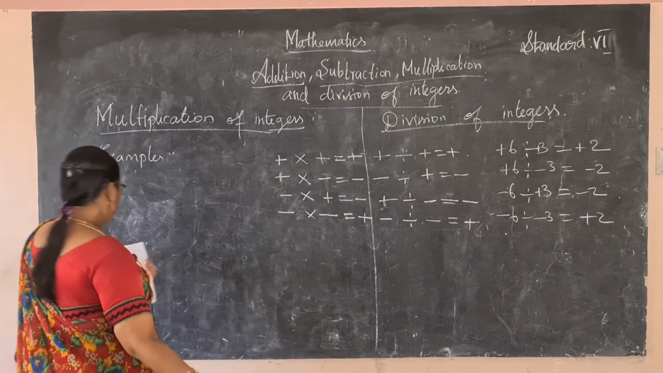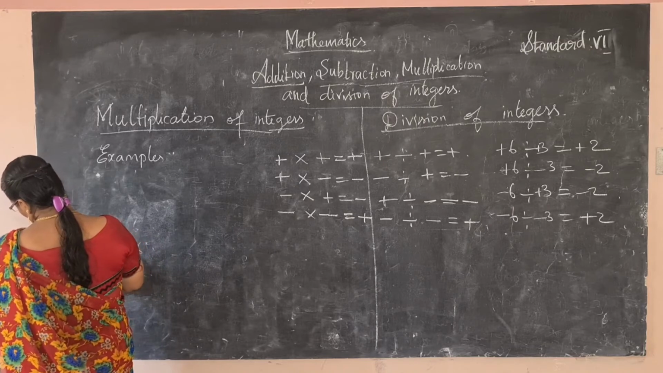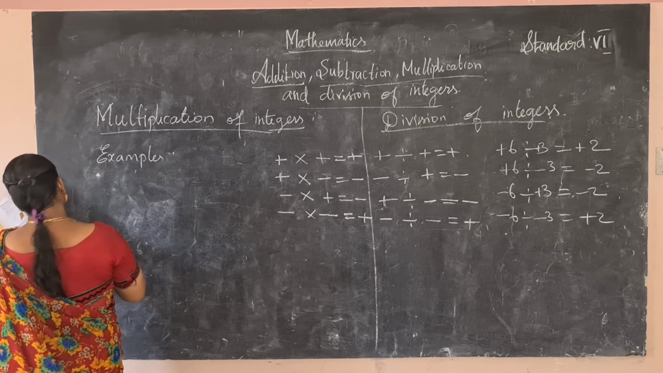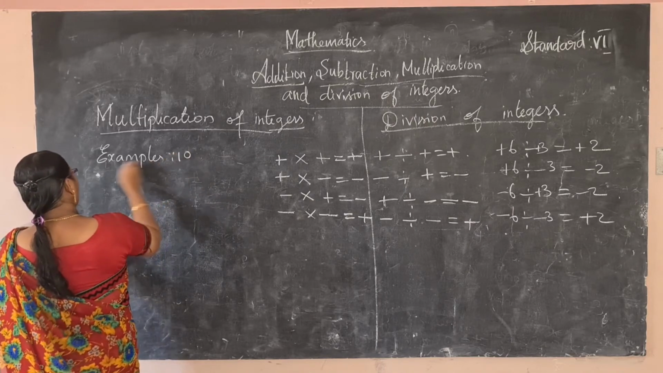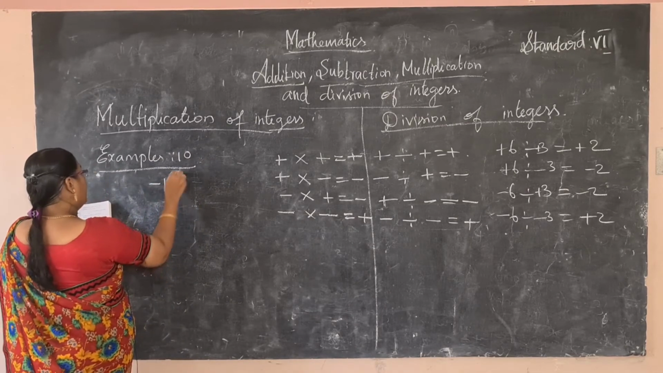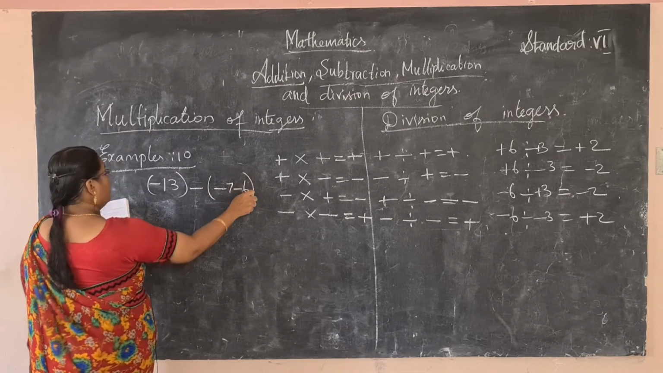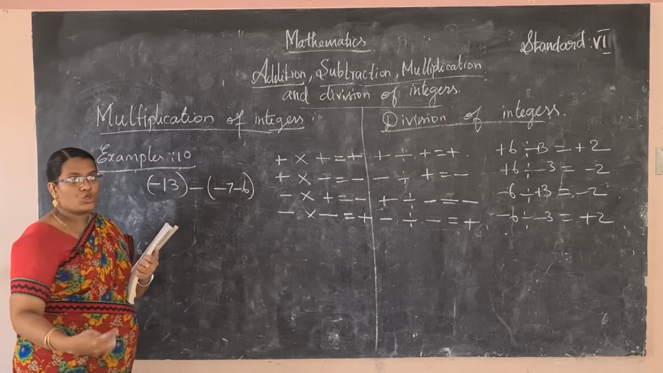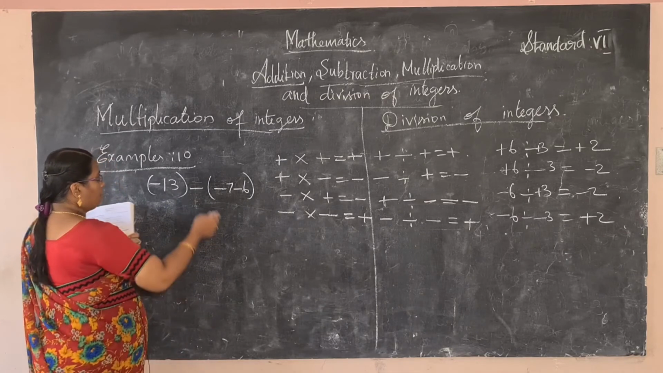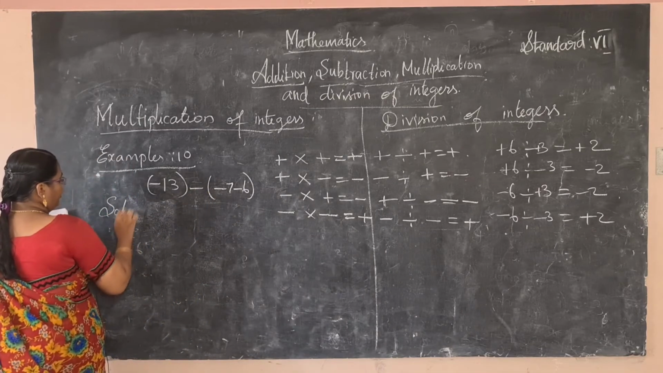Now see the book example 10. Evaluate minus 13 minus of minus 7 minus 6. So as usual, first preference to the parenthesis. Simplify the bracket first. Okay. So solution.